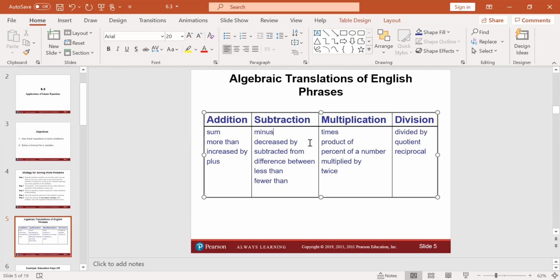You can have minus, of course, decreased by, subtracted from, difference between, less than, fewer than, depending on context, because that can also mean the less than symbol if you're talking about an inequality. So you've got to be very careful of the context here. The result of addition is called the sum. The result of subtraction is called the difference. The difference is what you get. 5 minus 6, the difference is -1.